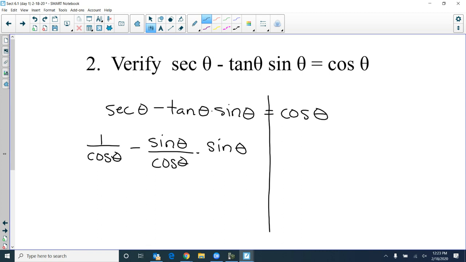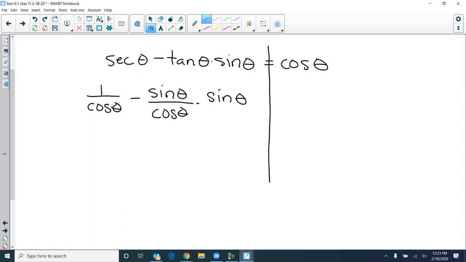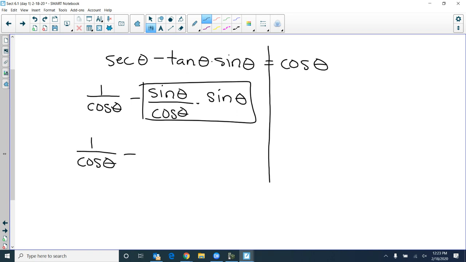All right, we're going to try to simplify this. That's a multiplication. How can I write it a little bit nicer? What's sine over cosine times sine equal to? Sine of theta times sine of theta is sine squared of theta over cosine of theta. All right, I'll say this a good bit. Do the math.